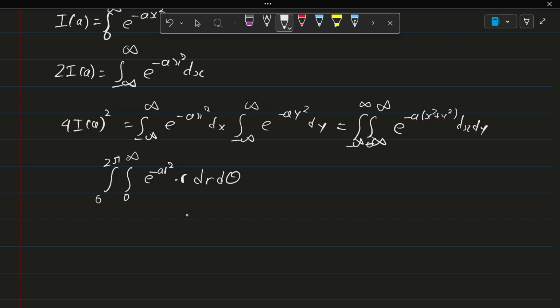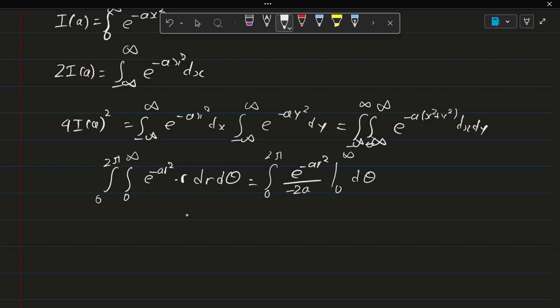So this is an integral that you could solve. It's e to the power of negative a r squared over negative 2a. Evaluate that from 0 to infinity, and then there's still another integral from 0 to 2 pi. The 2 pi is going to go out because there's no function of theta inside, but I'll just leave it here.